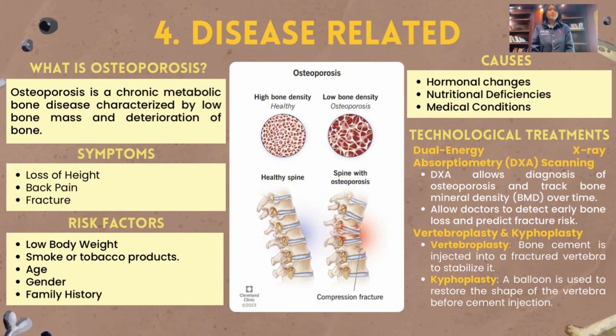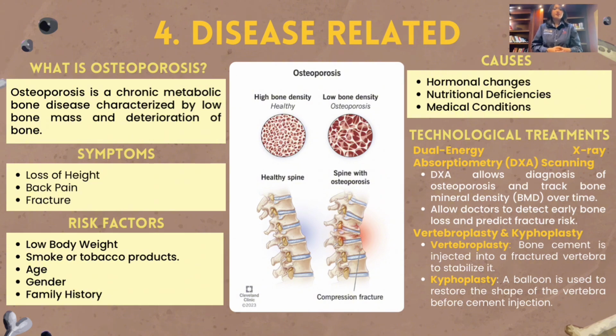One of the commonly known bone diseases is osteoporosis. So, osteoporosis is actually a chronic metabolic bone disease characterized by low bone density mass and deterioration of the bones. As you can see from the photo, what a healthy bone should look like and what a bone with osteoporosis can look like. Some of the symptoms include loss of height, because most patients with osteoporosis usually have a bending pose when they develop this disease, and back pain due to the bone being more fragile and easily fractured. And fractures as well.